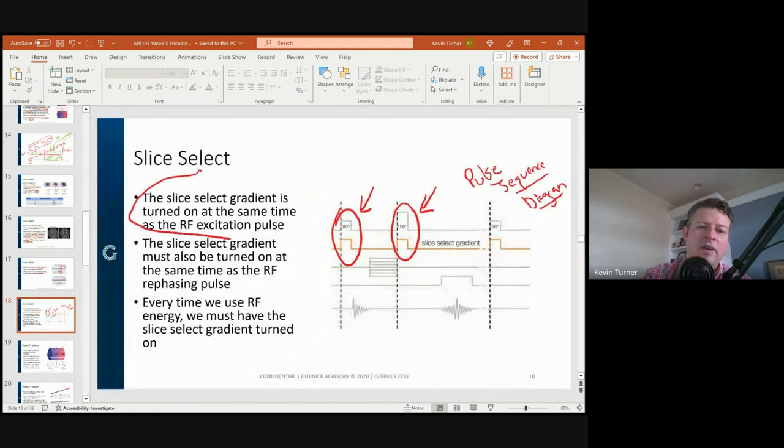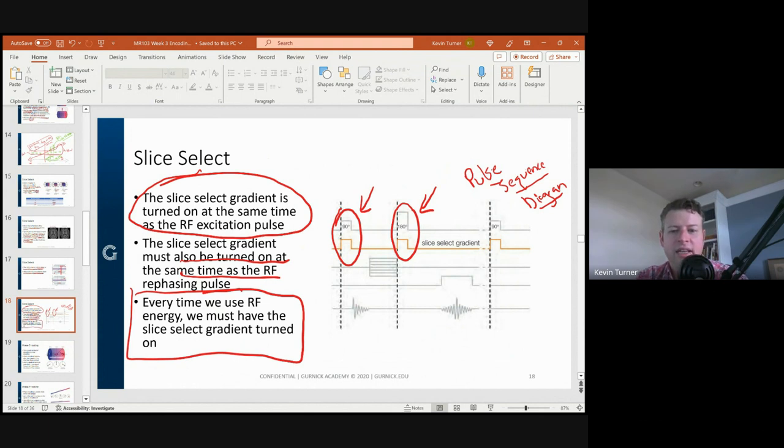The slice select gradient is turned on at the same time as the RF excitation pulse. The slice select gradient must also be turned on at the same time as the RF rephasing pulse. Every time we are using RF energy, the slice select gradient is turned on.